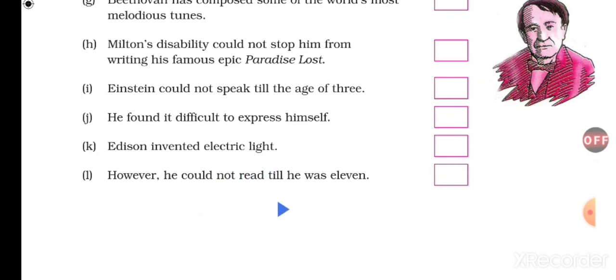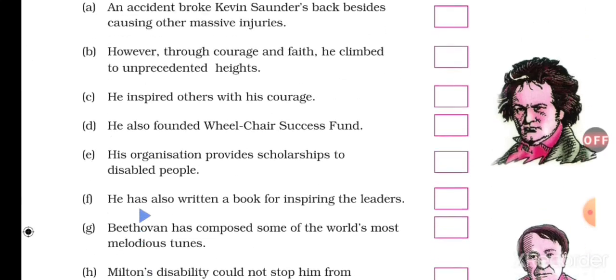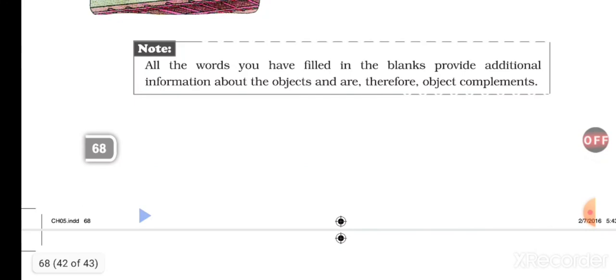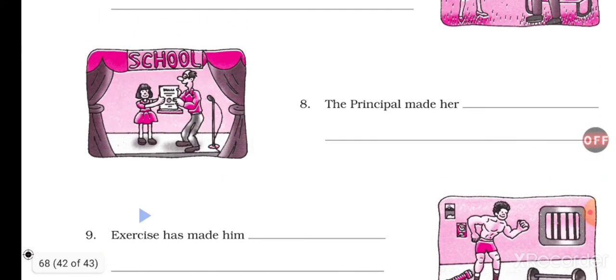However, he could not read till he was 11. He could not read. It is an intransitive verb. So here ends the chapter. I hope you have understood the difference between transitive and intransitive verbs.